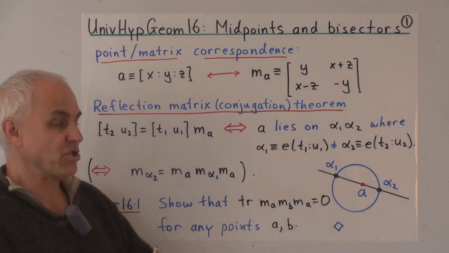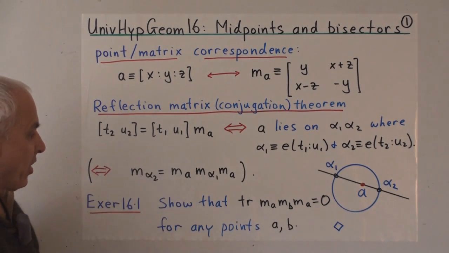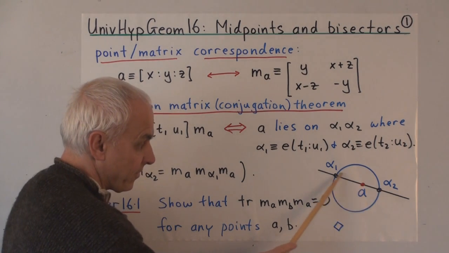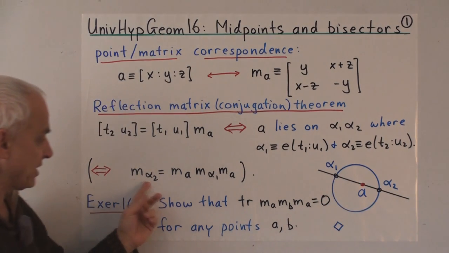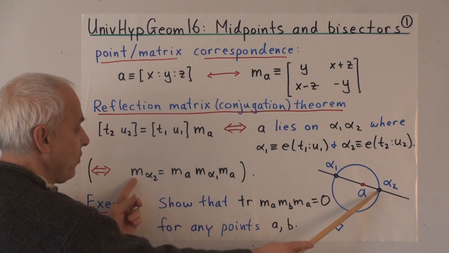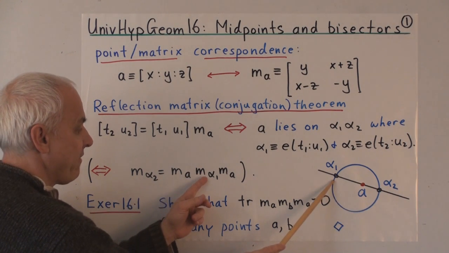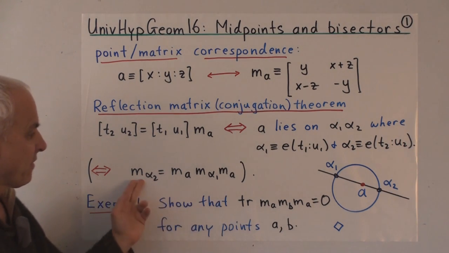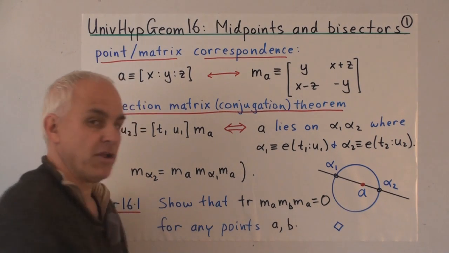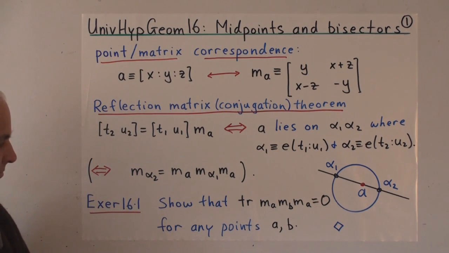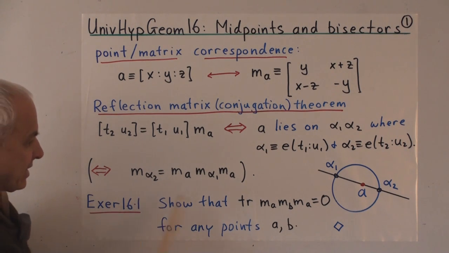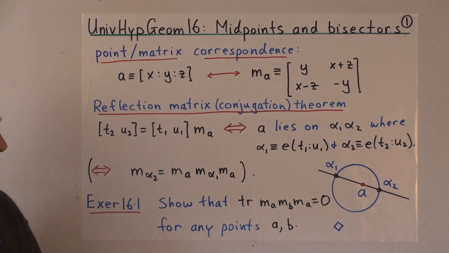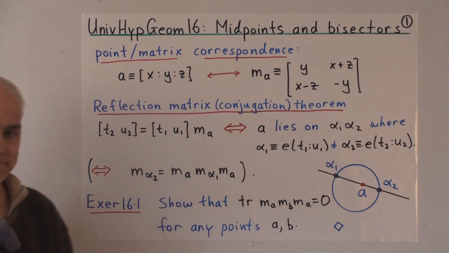And then the reflection matrix conjugation theorem says that when this happens, we also have this relation between the 3 matrices associated to these 3 points. Null points also have matrices associated to them, and so M alpha 2 equals MA times M alpha 1 times MA. So this is a matrix formulation of this collinearity of these 3 points. So a little exercise: show that this kind of combination, MA, MB, MA, that the trace of that always equals 0 for any points A and B.